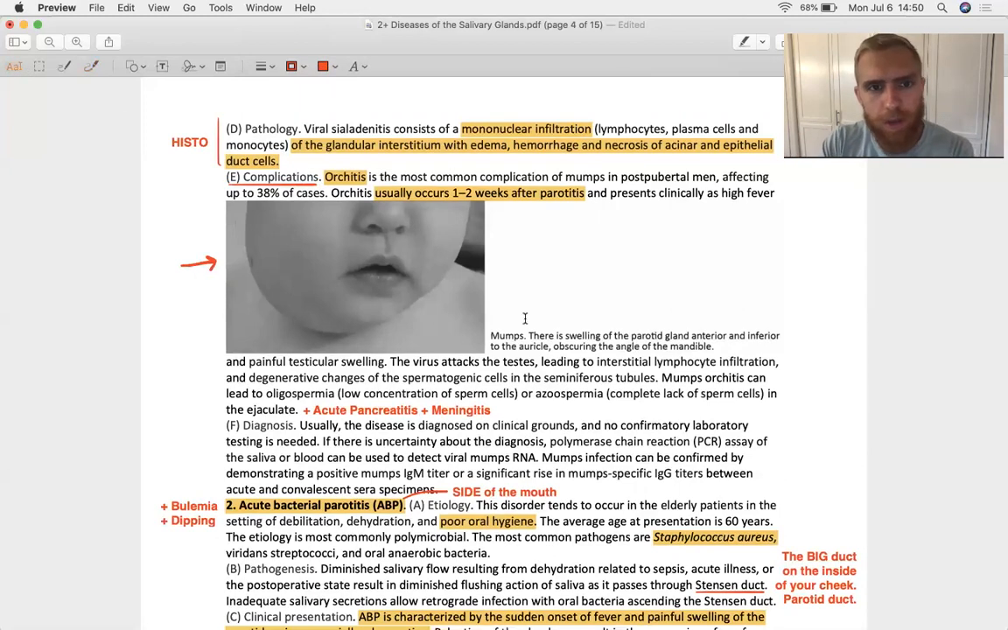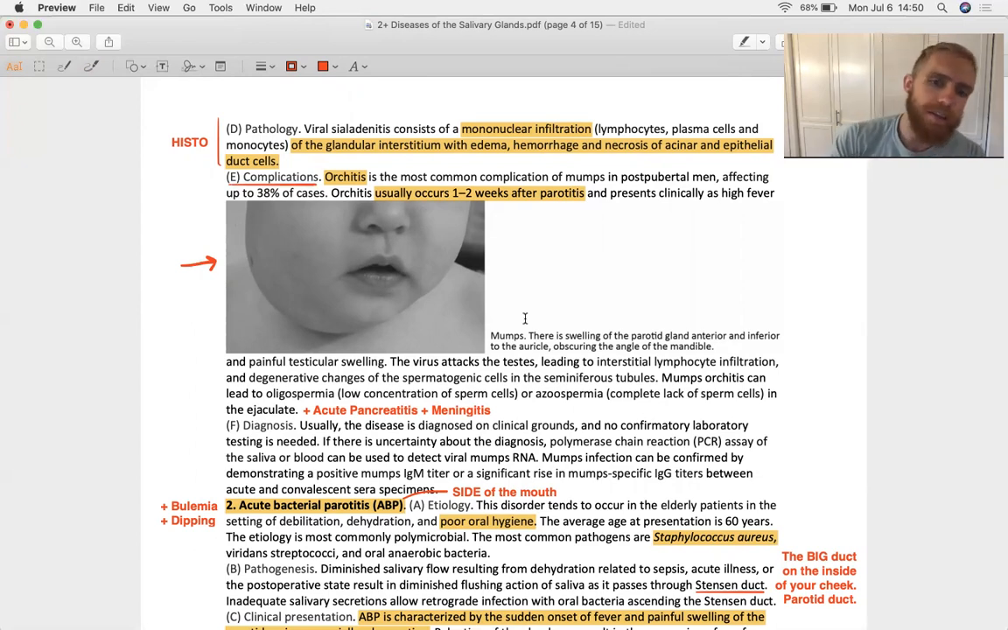Orchitis is going to be swelling of a testicle, possibly both. If it's unilateral, then that's a good sign. It's not a good sign, but it's better than bilateral, because if it's unilateral, well, you can still have a kid, but if it's bilateral, then that's when you start worrying about fertility issues.